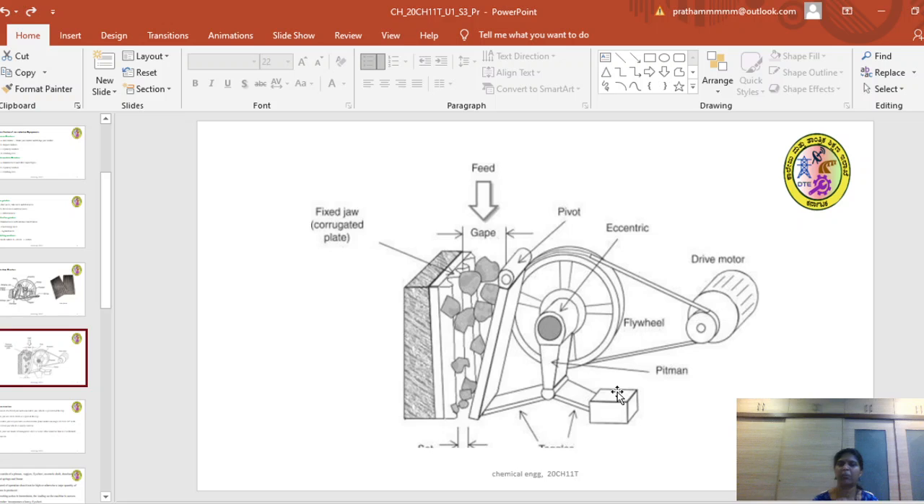In the jaw crusher, the crushing process is done on the feed material. It gives the feed as a coarse material, a coarse product. Just observe.